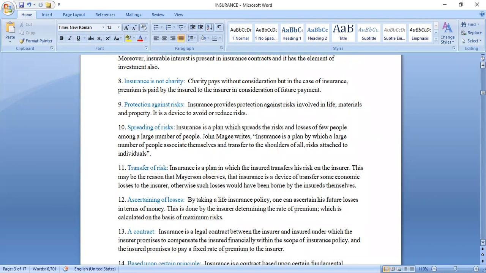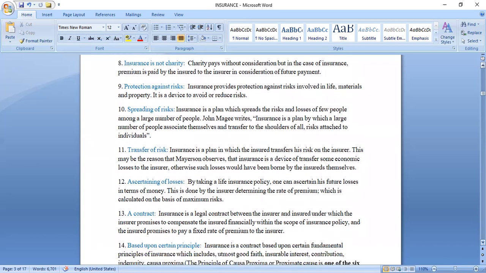Then insurance also aims at protection against risks, like we've already seen in the definition, that insurance is a social device that reduces or eliminates risks, right? It may be risk against life, against property, and the other elements in the subject matter of insurance.